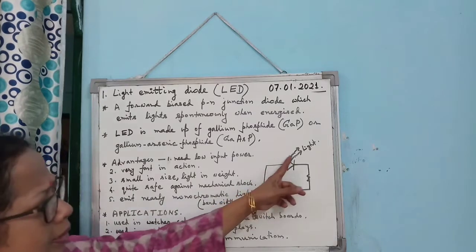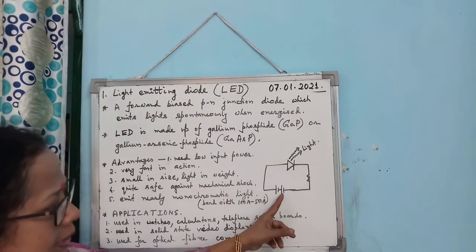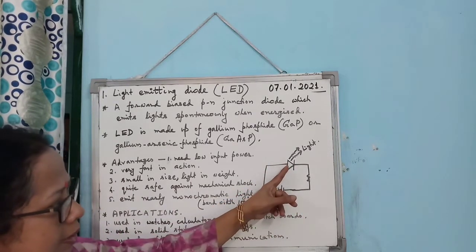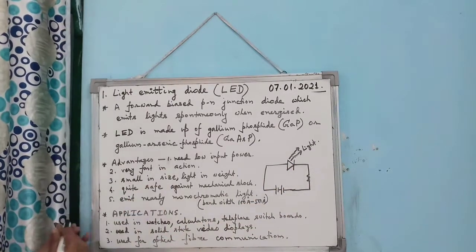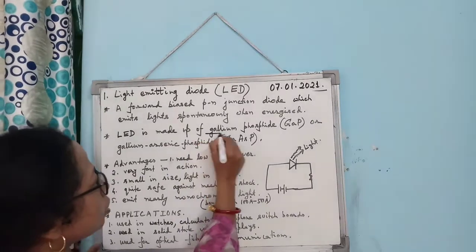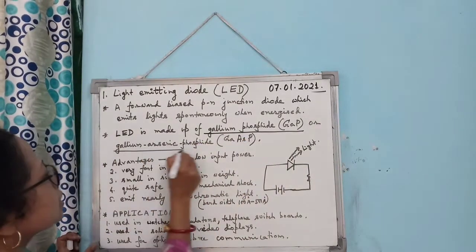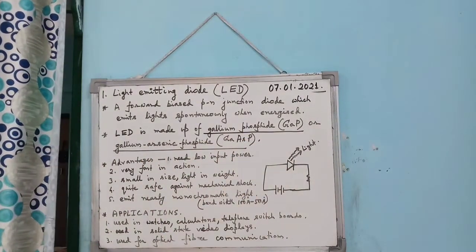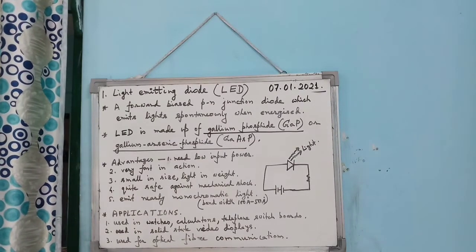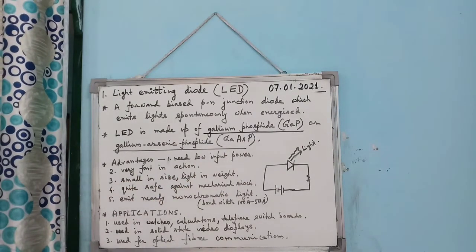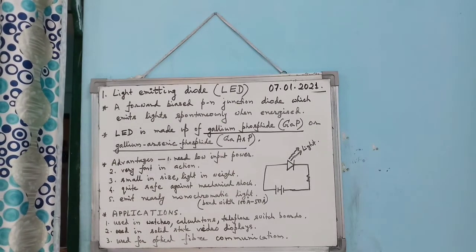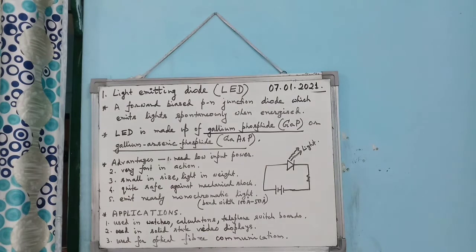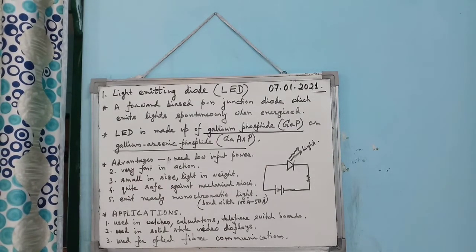So this is the forward bias PN junction diode. The battery is connected, P is connected to this. So what will be the material used? That only you have to remember. It is not only the ordinary germanium or silicon. It should be made up of gallium phosphide or gallium arsenic phosphide. These are the two names. So point wise I have written about LED and the diagram also. These are the points you must note down as well as learn and prepare for your board exam.